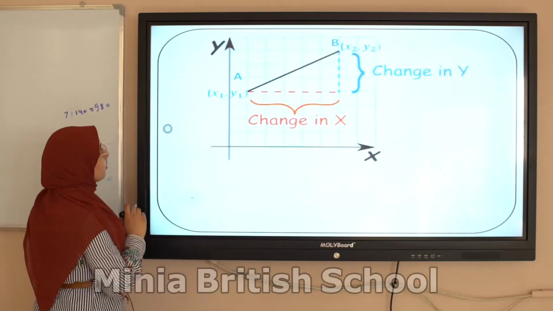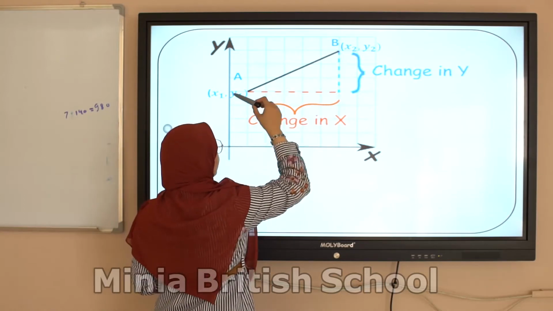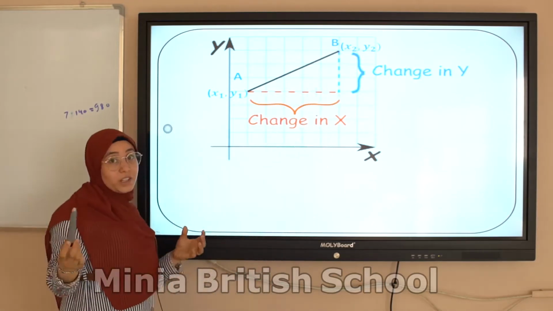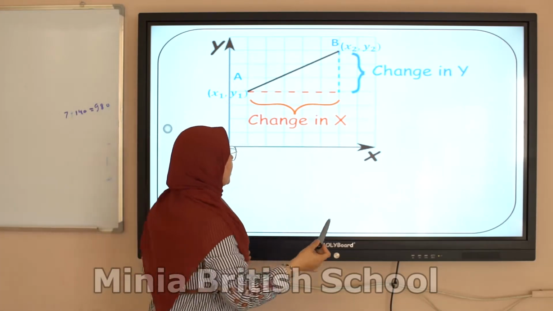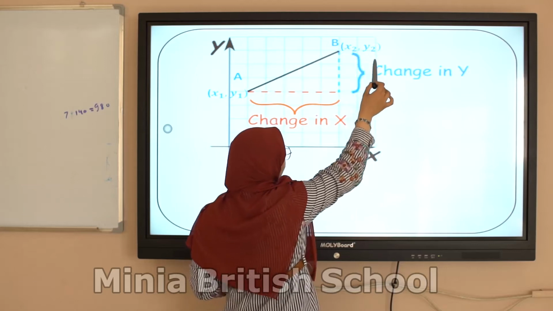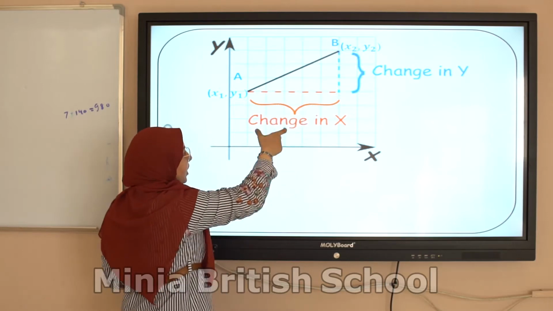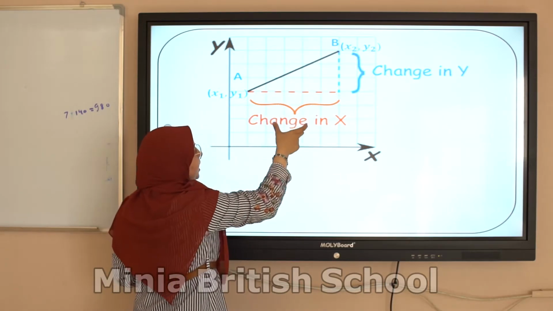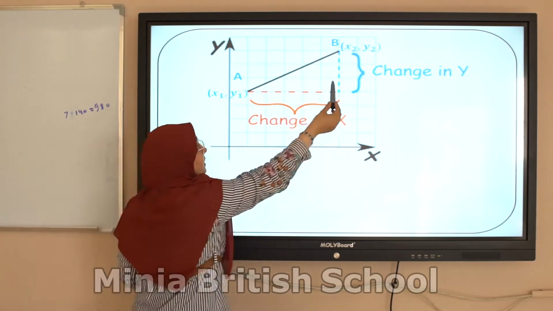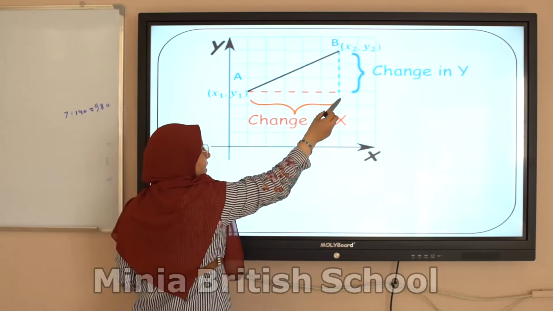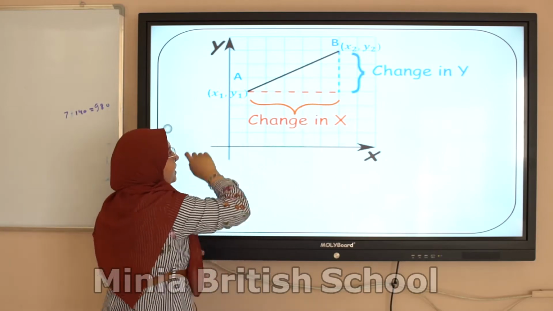Here in the first, I have straight line AP. The coordinates of point A are x1, y1, and of point P are x2, y2, okay? This distance is called what? A change in x coordinates, which equals x2 minus x1.